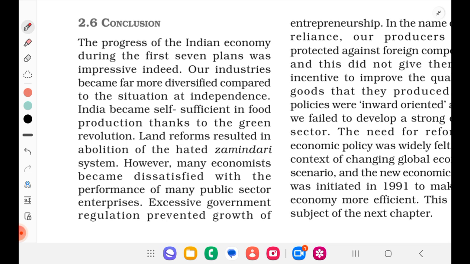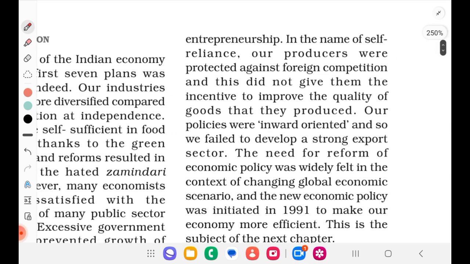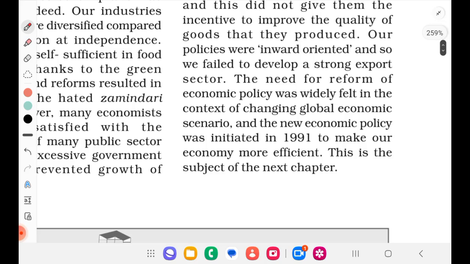Excessive government regulation prevented the growth of entrepreneurship in the name of self-reliance. Our producers were protected against foreign competition and this did not give them the incentive to improve the quality of goods that they produced. Our policies were inward oriented and so we failed to develop a strong export sector. The need for reform of economic policy was widely felt in the context of changing global economic scenarios, and a new economic policy was initiated in 1991 to make our economy more efficient. This is the subject of the next chapter.